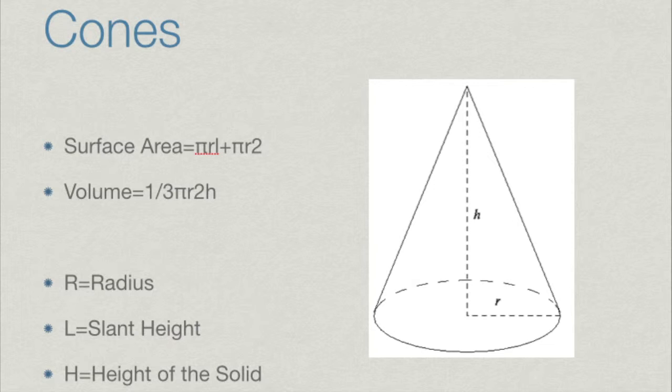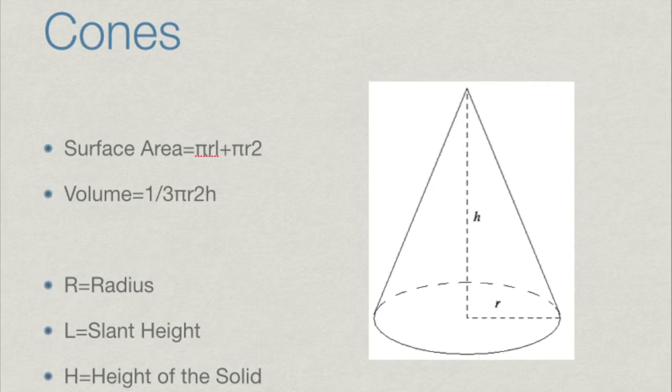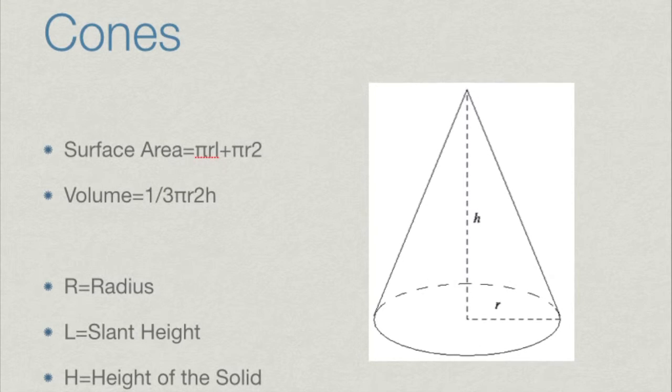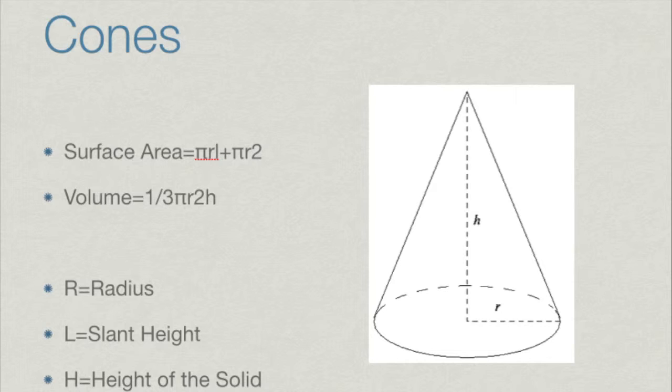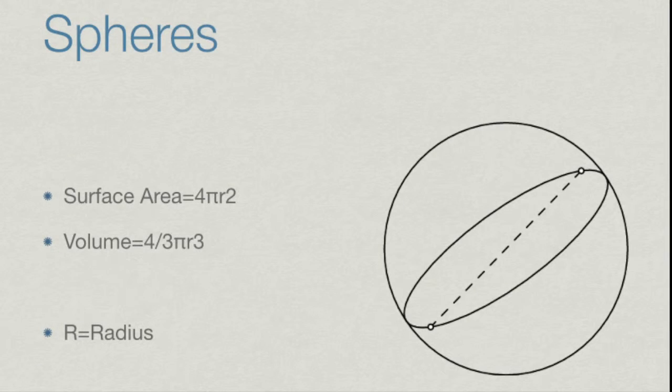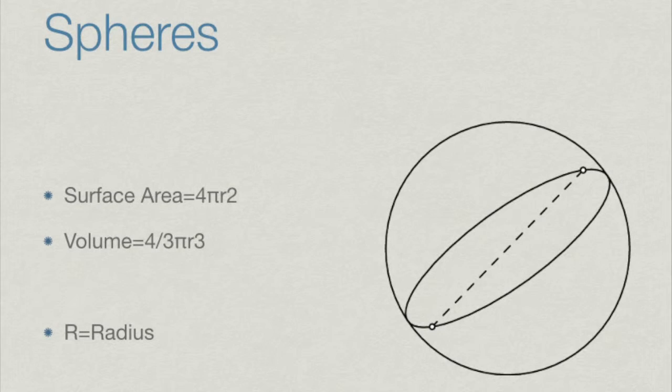To find the surface area of a cone, you have to multiply pi by the radius and the slant height. Then add pi times the radius squared. To find the volume, you must multiply the height times pi r squared divided by 3. By multiplying the radius squared times 4 pi, you can find the surface area of a sphere. And you have to multiply pi r cubed by 4 to find the volume of the sphere.